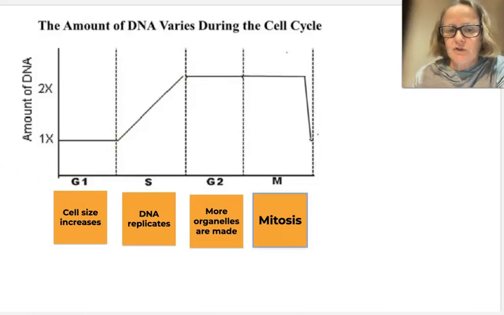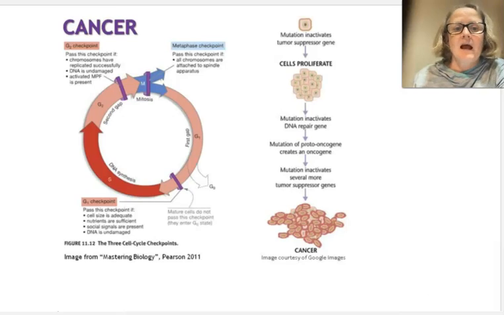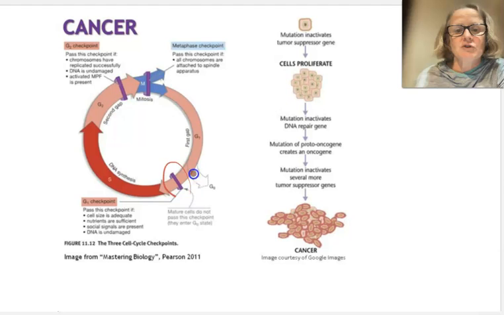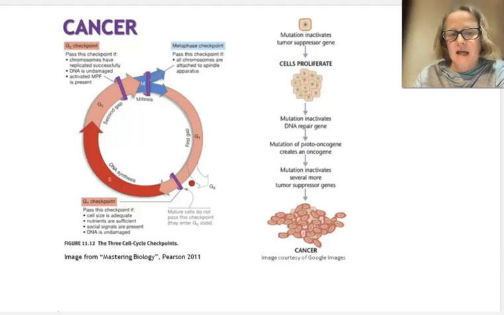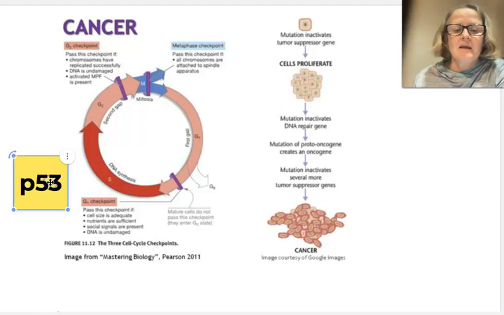Now, this is really important to understand. It's mostly important for knowing why and how things go wrong. And the main thing that can happen when it goes wrong is cancer. So I was emphasizing earlier that there were checkpoints. There is a very important checkpoint here at the end of the first growth phase. It has to pass that checkpoint before you can manufacture DNA. And there's a very important protein that's involved in that called P53.